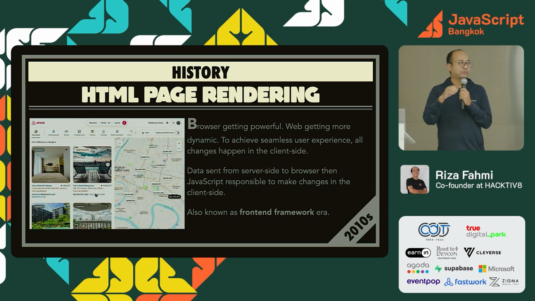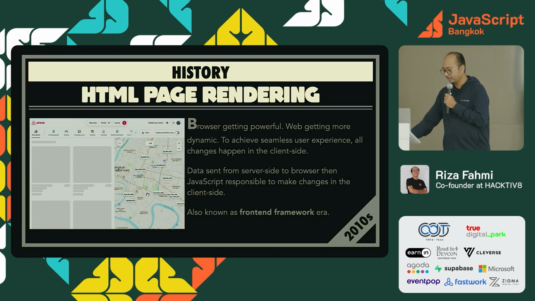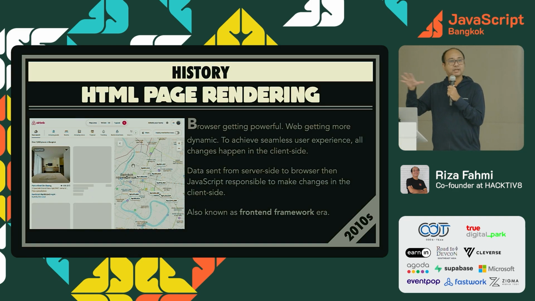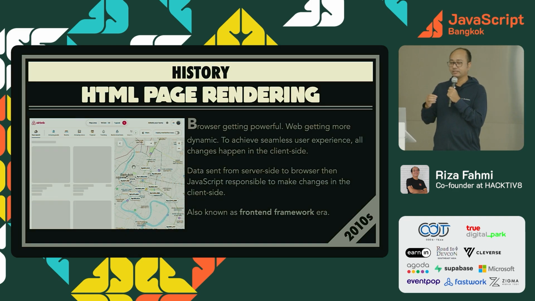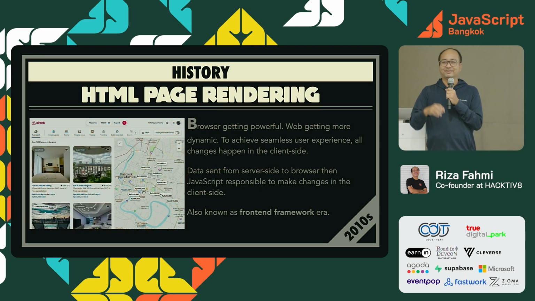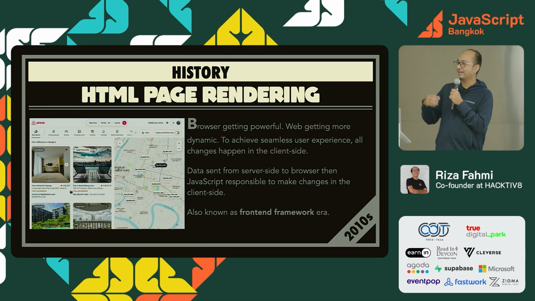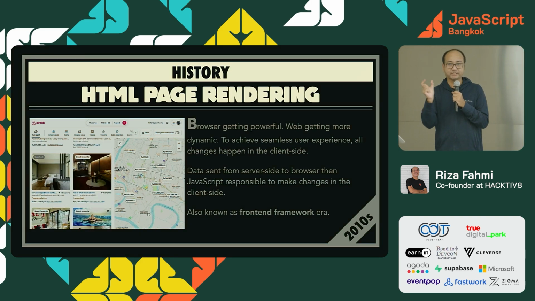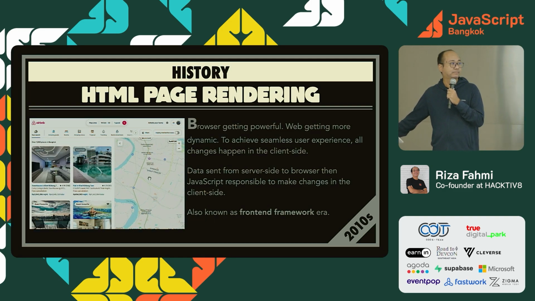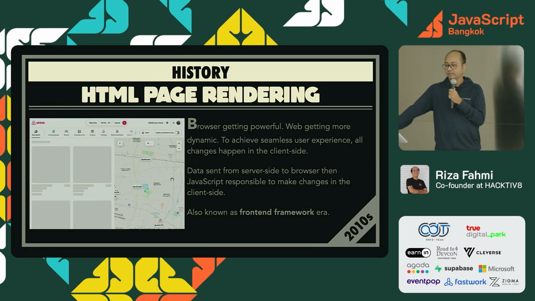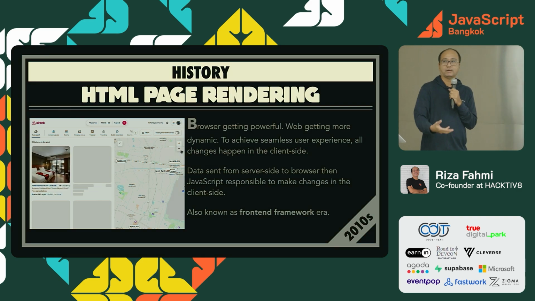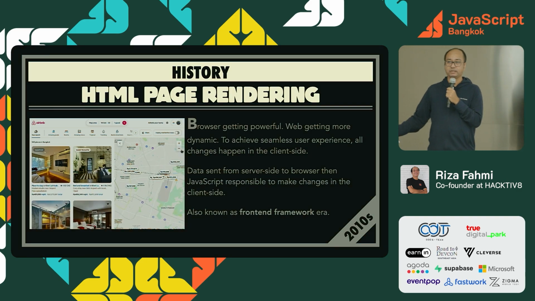So to do that, we believed that all the changes should happen in the client, in the browser. So at first, the server just sends a blank HTML, like a div with ID root without any content. And then the client will fetch the data and update the page. In this era, front-end frameworks such as Angular, React, Vue, and others were born.